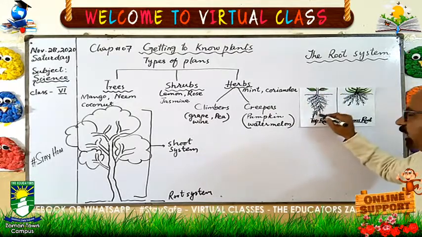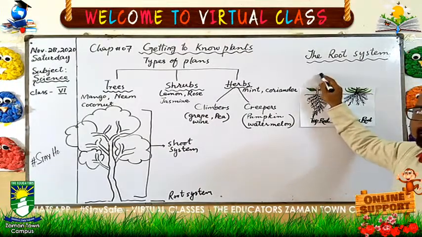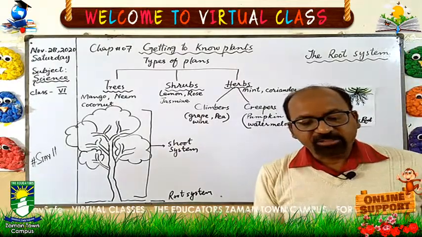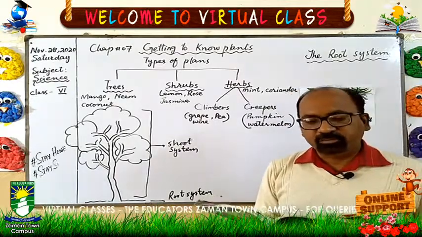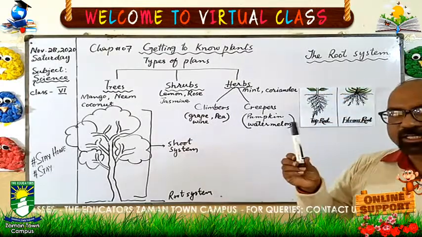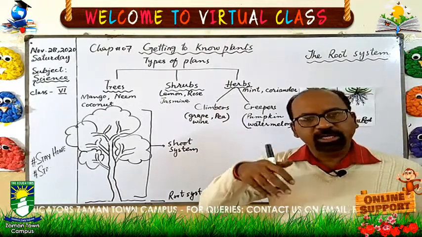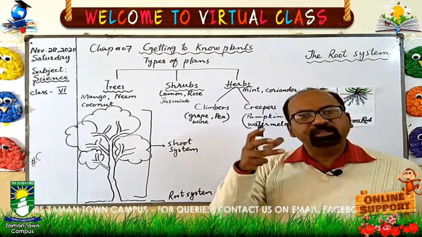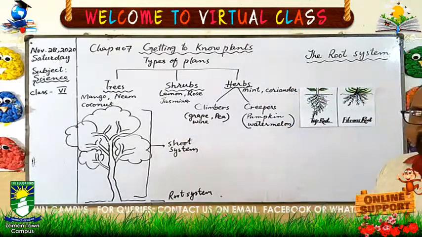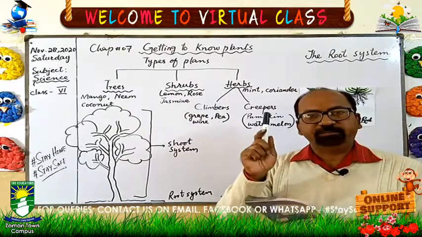It absorbs water and minerals and provides them to the aerial part of the plant. This is the first main function. Means roots absorb water and nutrients from the soil. Roots help the plant to stand erect like this. They firm the plant strongly in the ground, and this is the second function. Means roots help the plants to stand erect, straight.